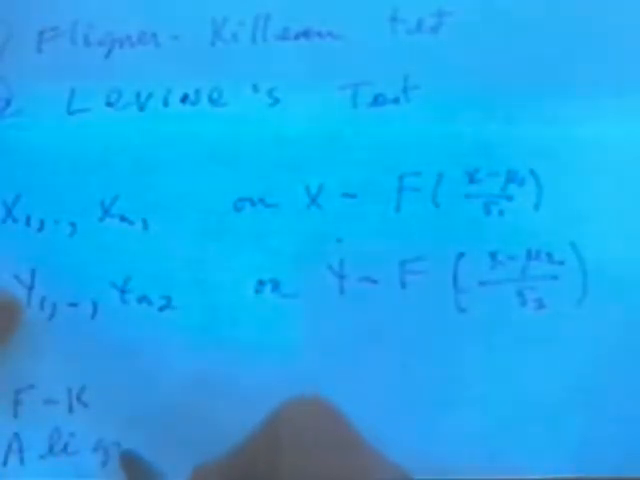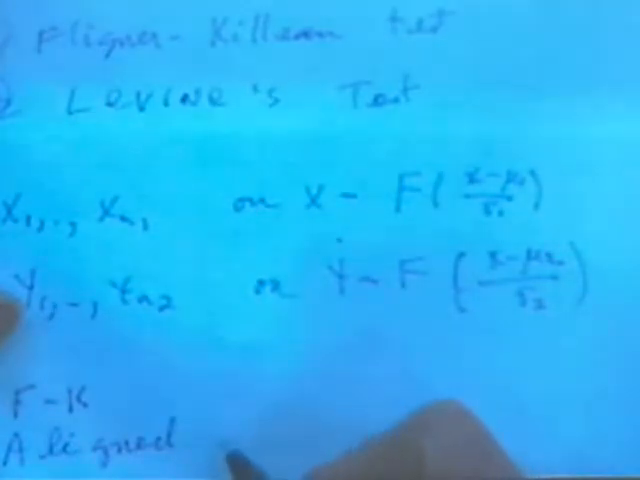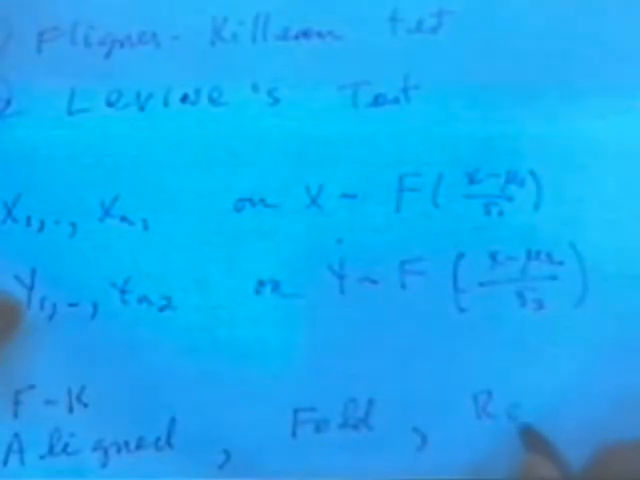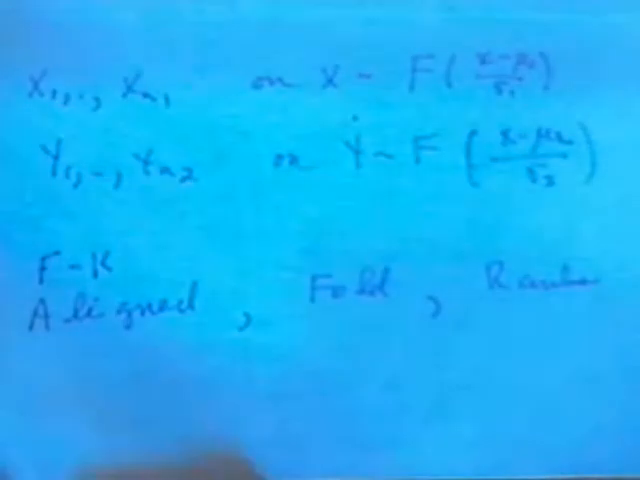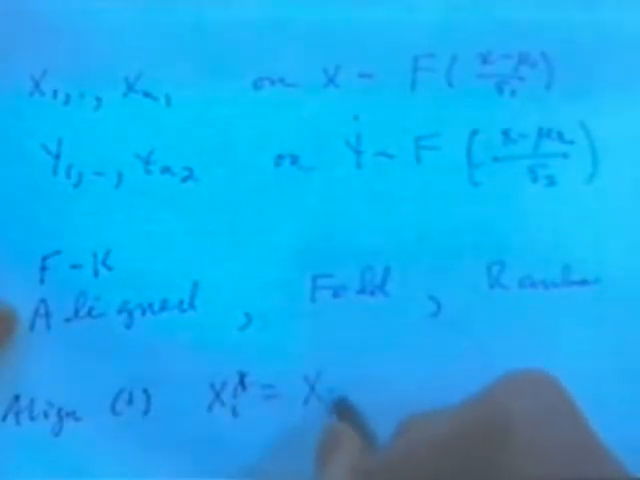But this procedure aligns and then forms absolute values, and then ranks. Okay? This would be the alignment phase. You just subtract off the medians.